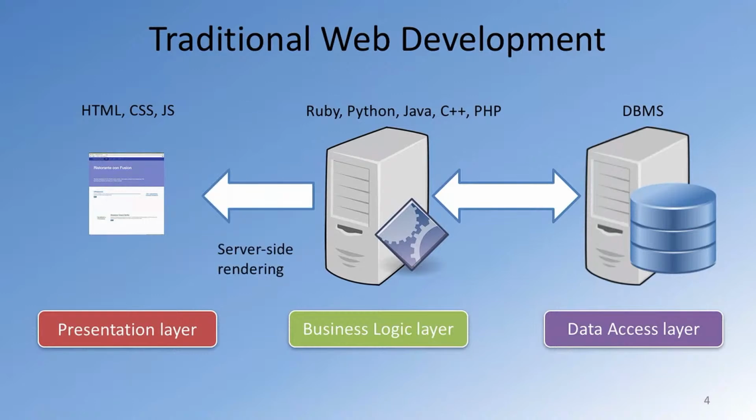So the HTML, CSS, and JavaScript is generated on the server side and sent over to the client side in the form of a web page. In this approach, we need specialists in each of these three layers. A front-end specialist typically would be well-versed in HTML, CSS, and JavaScript. The business logic specialist would be well-versed in one of the technologies that is used for implementing the business logic. And then you need a data specialist who will be well-versed in the relational database management system.